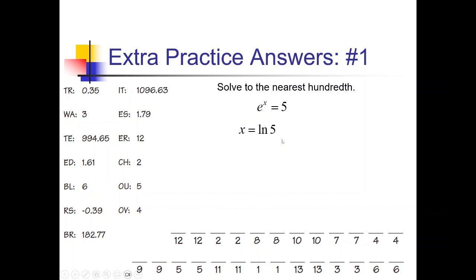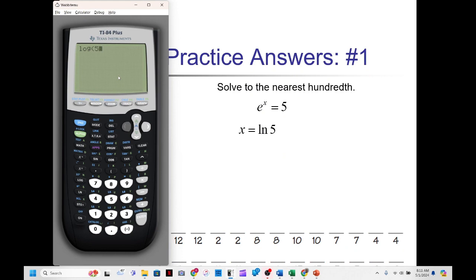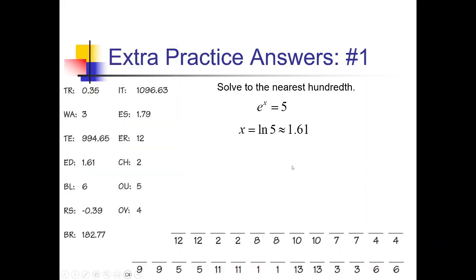And at this point, I do need to use the calculator to get the decimal. So just plugging in, I need ln of 5, and that comes out to 1.61. 1.61 goes with ED, so we're going to put that in this spot here. So we have an E and a D in the 1 spots.